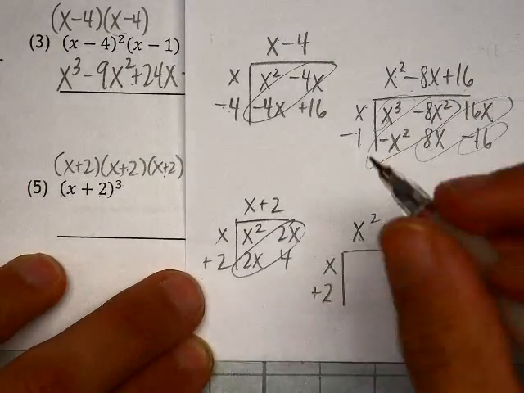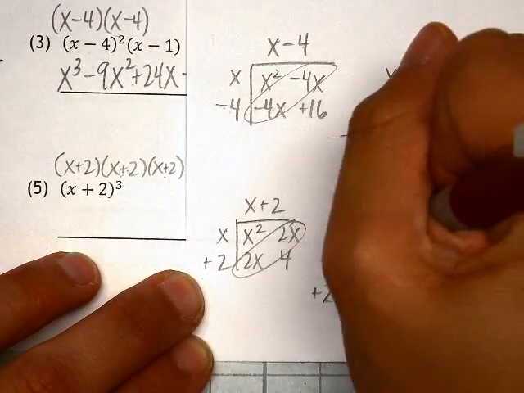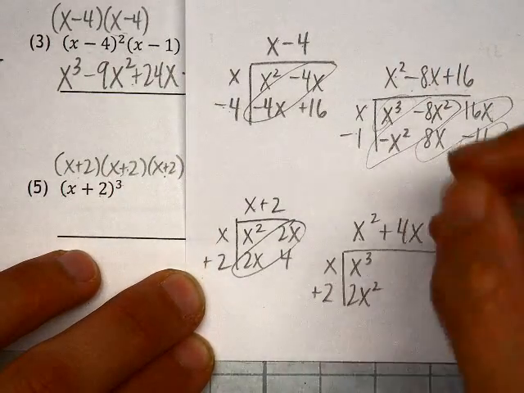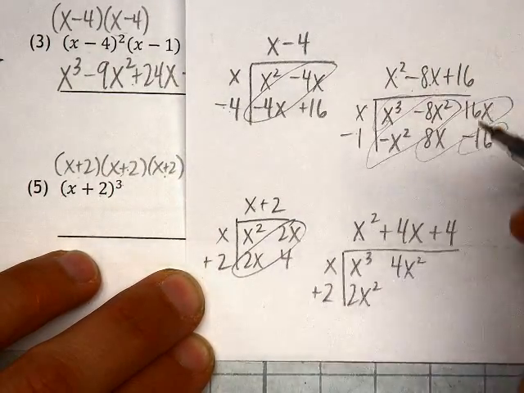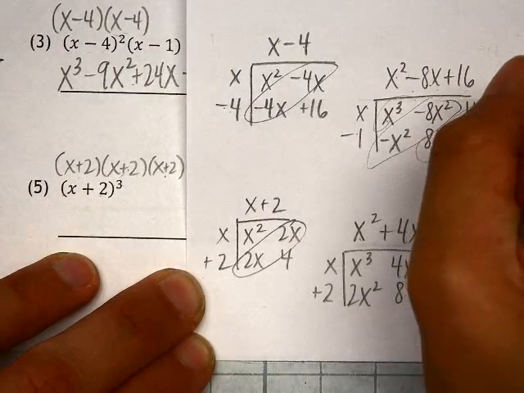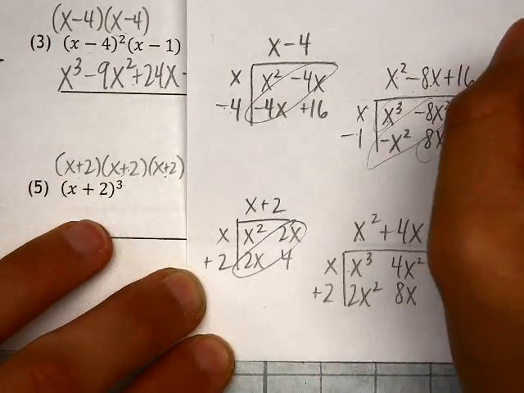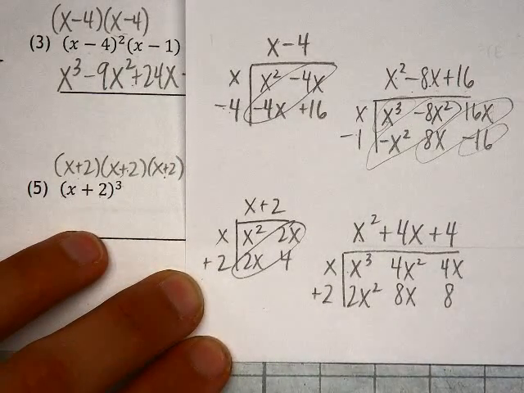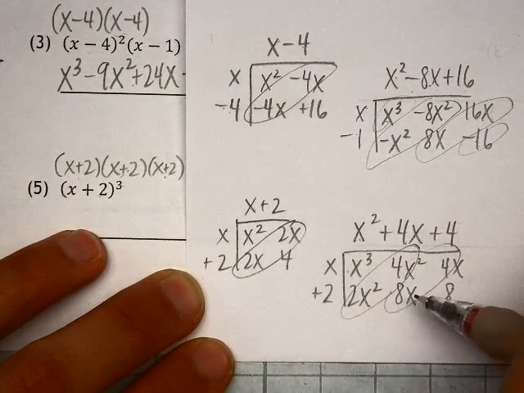As I multiply this one out, x squared times x is x cubed, x squared times 2 is 2x squared, 4x times x is 4x squared, 4x times 2 is 8x, 4 times x is 4x, and 4 times 2 is 8. Once again, we'll combine like terms, which you'll see are aligned on the diagonal.